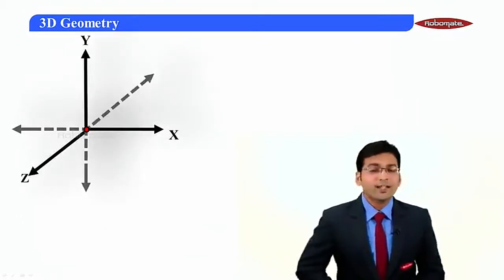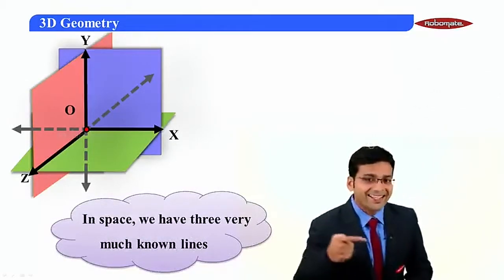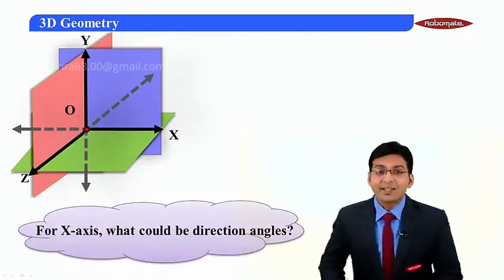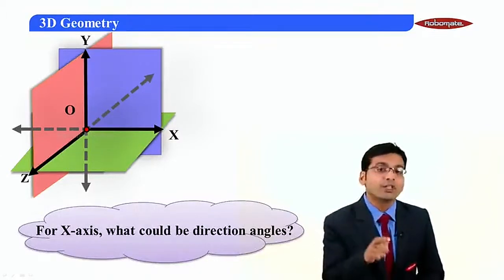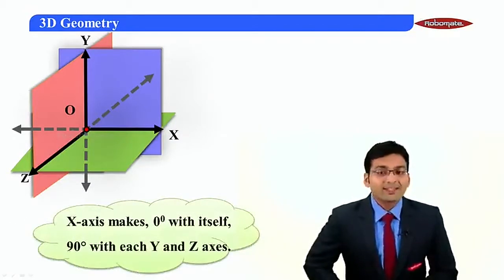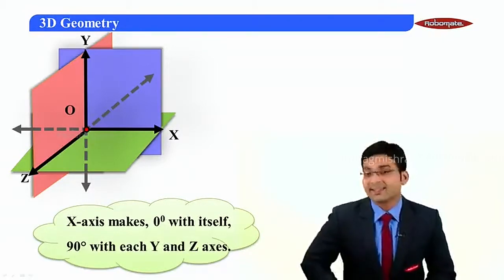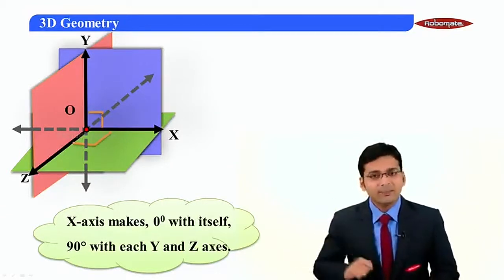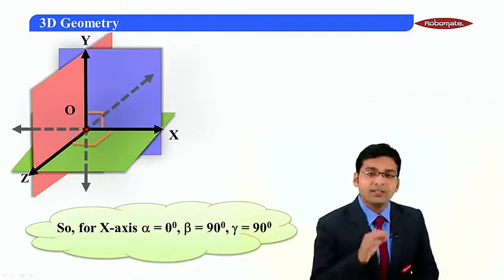Now in this XYZ axis system, we know there are very much known lines, that is x-axis is a line in space, right? So let us think of x-axis. For x-axis, what could be direction angles? That is, what angles x-axis makes with positive x, positive y, positive z. Right? Let us think. For x-axis, it makes 0 degrees with itself, 90 degrees with y and z axis. That is, here is 90 degrees. So x-axis makes 90 with y, 90 with z. And hence we can say for x-axis, alpha is 0, beta is 90, gamma is 90.